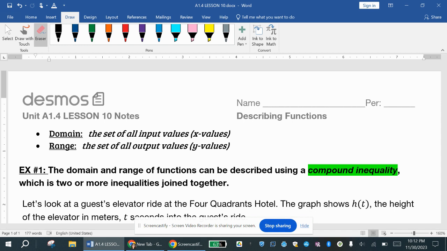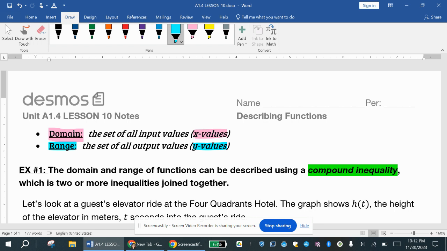Before we begin, let's just review some vocab words that we were introduced to yesterday. Let's start off with domain. The domain of a function refers to the set of all possible input values. When we're referring to input versus output values, the input values are the x values. So again, domain is referring to the x values. Range is the set of all output values, which in this case would be the y values.